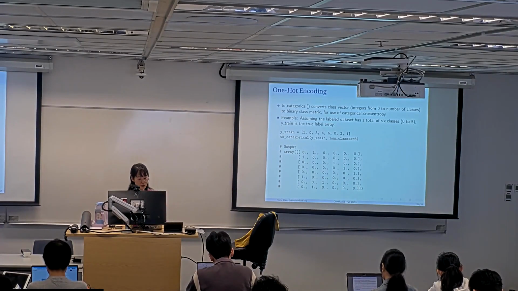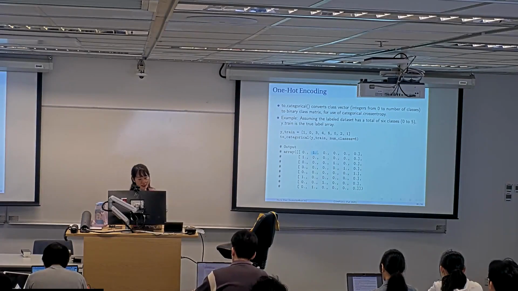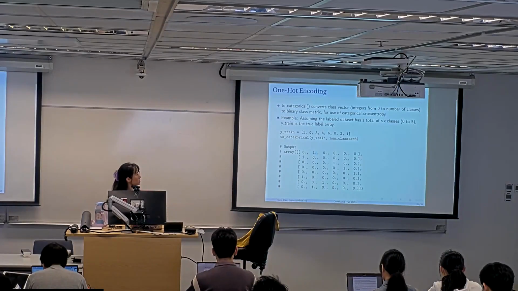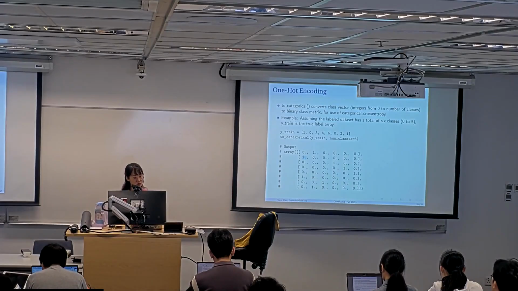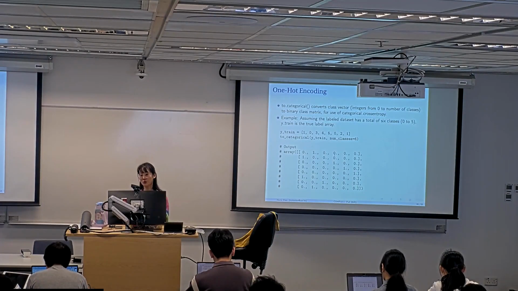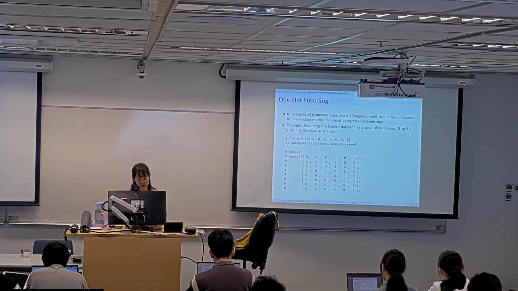The first data sample has a label 1. That means the first row should have the value 1 in column 1, here, and all others should be 0. Then the second data sample has class label 0, so it should have the value 1 at column 0, so that's why we have 1 here, and all others are just 0, and so on and so forth. As you can see, each row will only have one value 1, and all other entries remain 0. So we use the column index to represent the class label. This is the one-hot encoding.